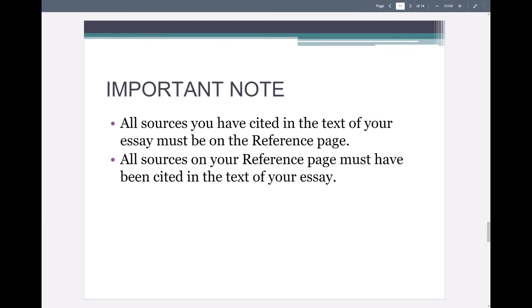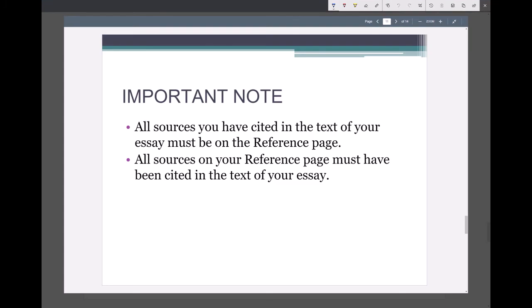Now here's some notes before we show you an example of the references. All the sources you've cited in the text, so in-text citations, must match your references.